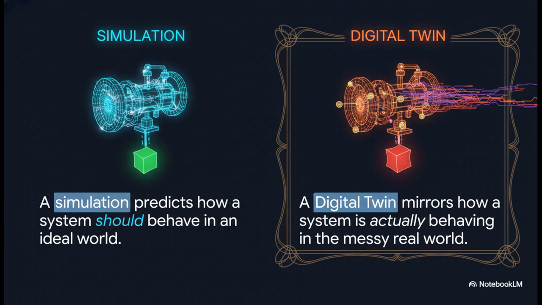It's a what-if tool for an ideal world. A digital twin, because it's hooked up to live data, mirrors how the system is actually behaving. It's a what-is tool for the messy, real world, with all the wear and tear, all the little variations, all the stuff that causes that mysterious factory problem we started with.